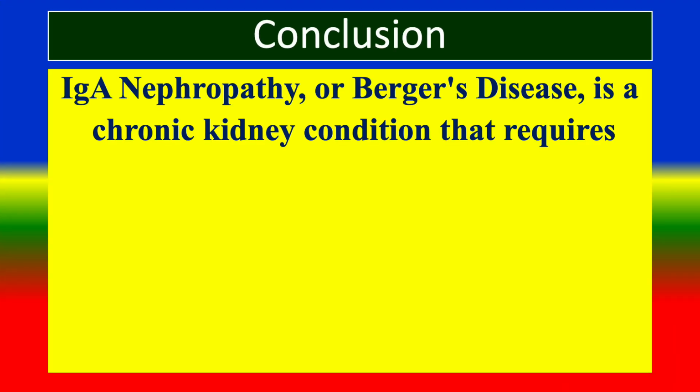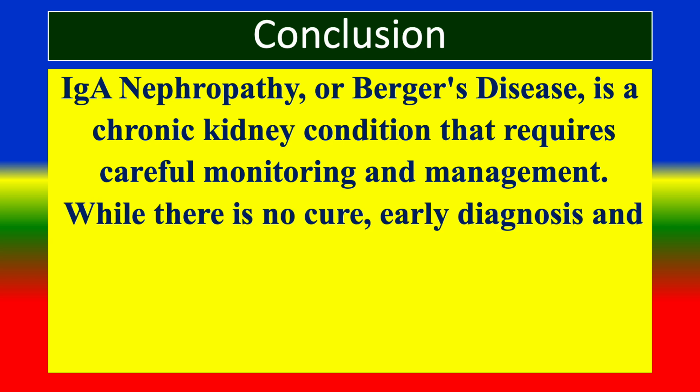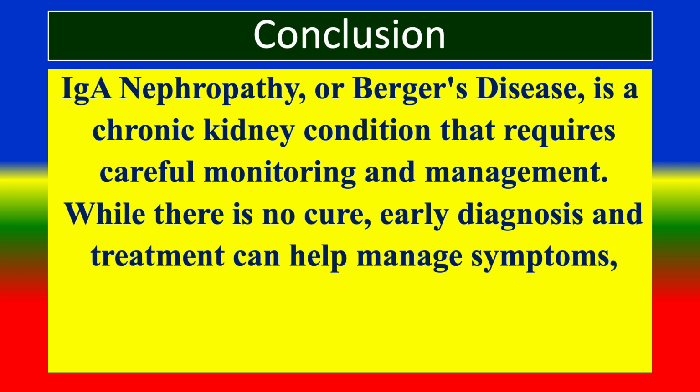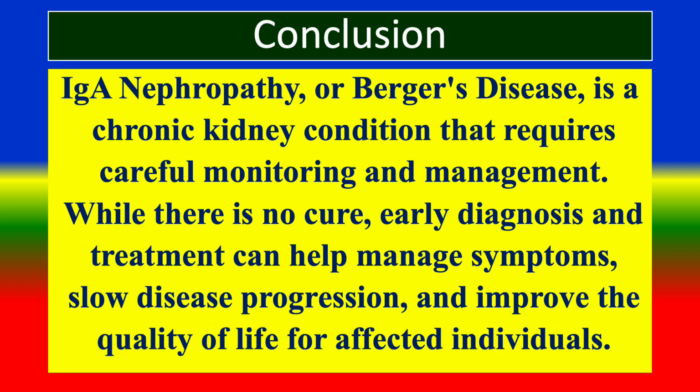In conclusion, IgA nephropathy or Berger's disease is a chronic kidney condition that requires careful monitoring and management. While there is no cure, early diagnosis and treatment can help manage symptoms, slow disease progression, and improve the quality of life for affected individuals.